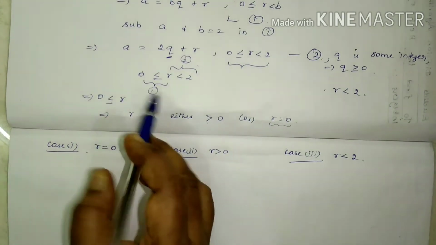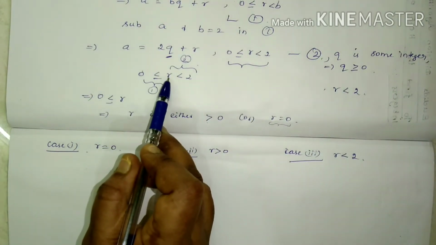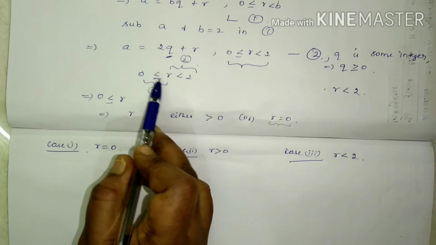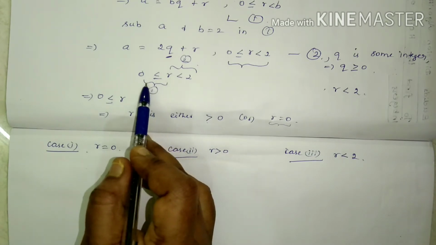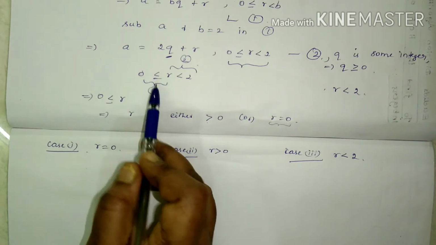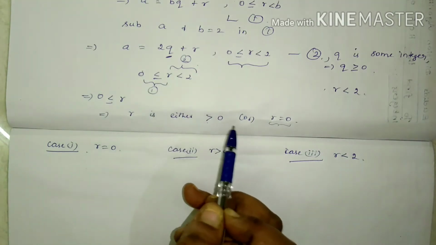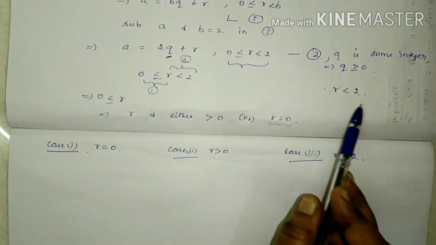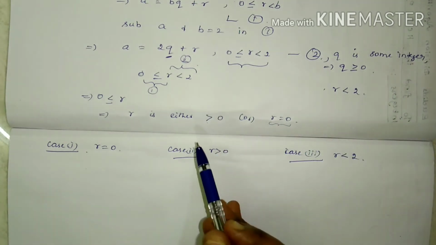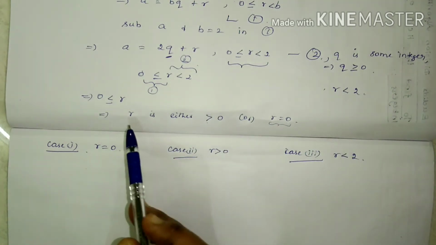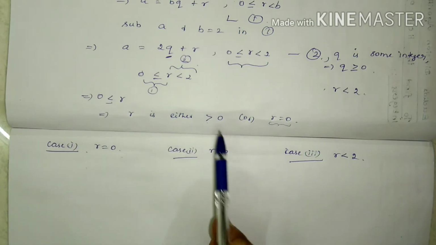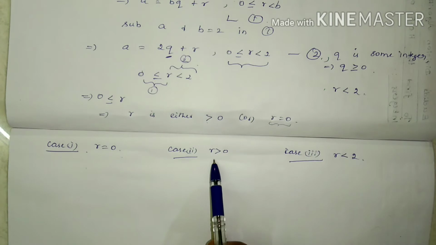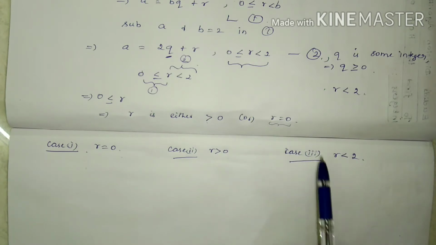So in this inequality, r should be less than 2 and greater than or equal to 0. We are splitting this inequality into two parts. The first part is r is either greater than 0 or r is equal to 0, and the second part is r is less than 2. Again we are dividing this into 3 cases: r equal to 0 is the first case, r greater than 0 is the second case, and case 3 is r less than 2.